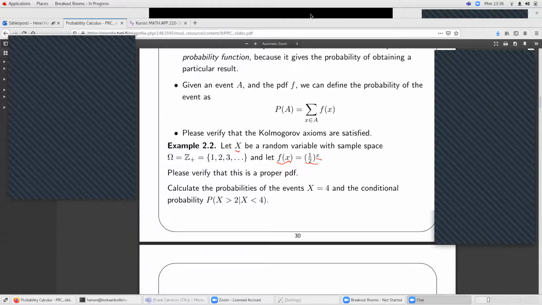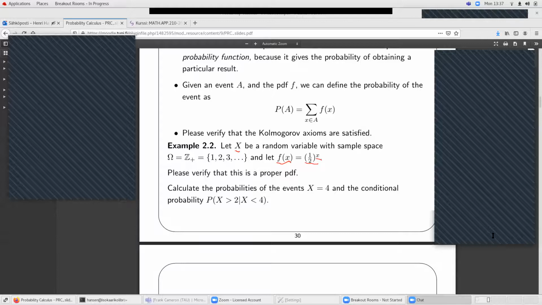So what is the probability that X is equal to 4 in this case? It's a fairly simple question. Like I said, it's often referred to as the pointwise probability function. In this case, it's easiest to think of this as simply giving the probability that X is equal to 4. So that's 1/2 to the power of 4, which is 0.0625, or 1/16, if you will. That is correct.